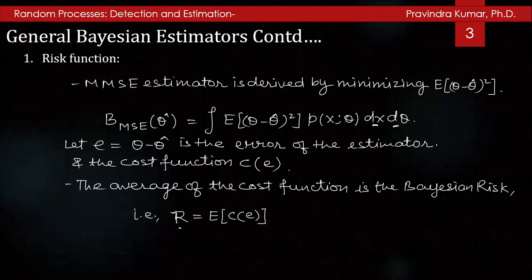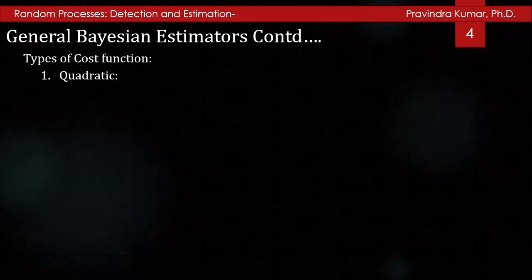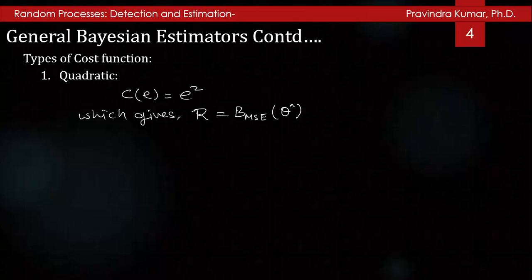So the Bayesian risk R is the expected value of the cost function C(e), and there are three types of cost function. The first one is quadratic. C(e) will be equal to e square, the quadratic cost function. It is already shown that the estimate that minimizes the Bayesian risk is theta cap equal to the integration of theta times the conditional PDF p(theta given x) d theta, which is the mean of the posteriori PDF.